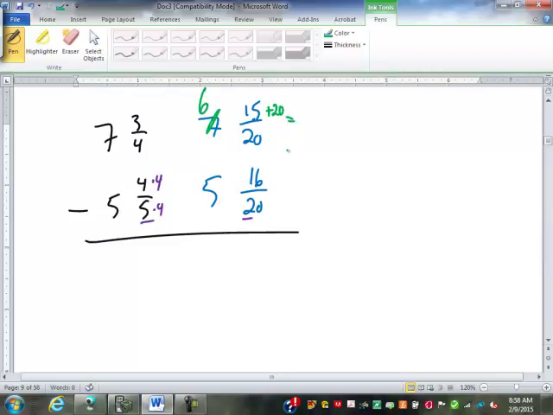Why did I add 20 to it? The denominator is 20. So this is 35/20. Minus 16 is 19/20. 6 minus 5 is 1.